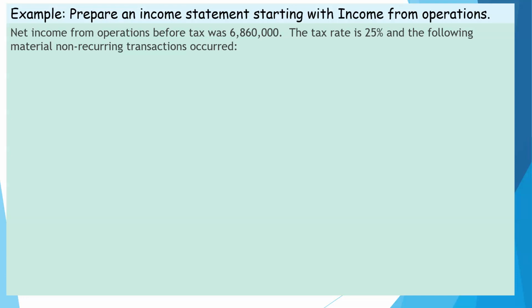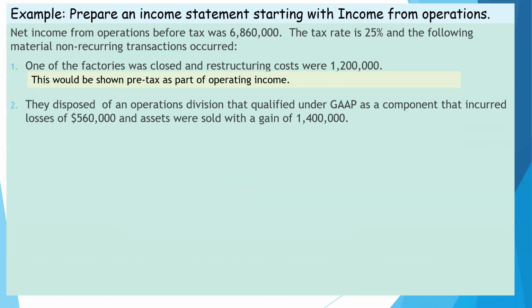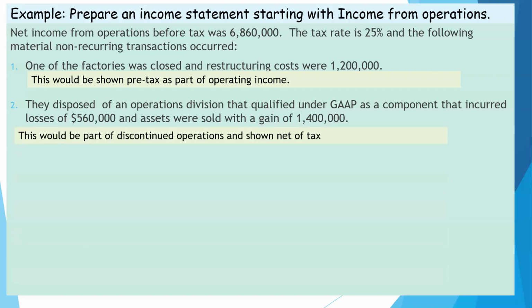Now, we had net income for operations. We have a 25% tax rate. So, one of the factories was closed and restructuring costs were $1.2 million. This is going to be shown pre-tax as part of operating income. Disposal of an operating division that qualifies under GAAP as a component incurred losses of $500, and assets were sold for a gain of $1.4 million. These would be part of discontinued operations and are shown net of tax.